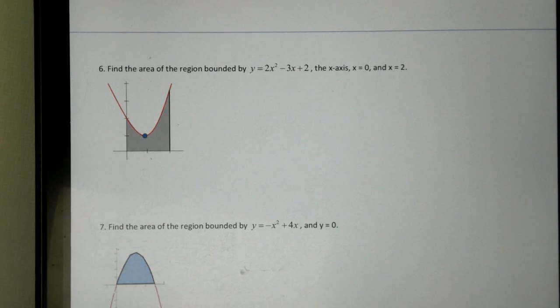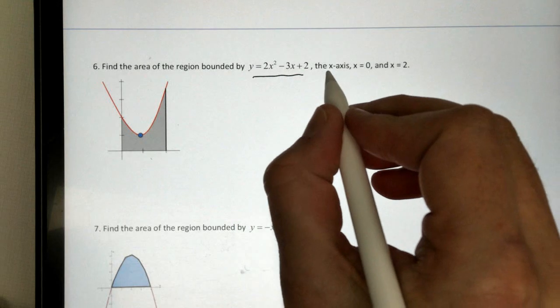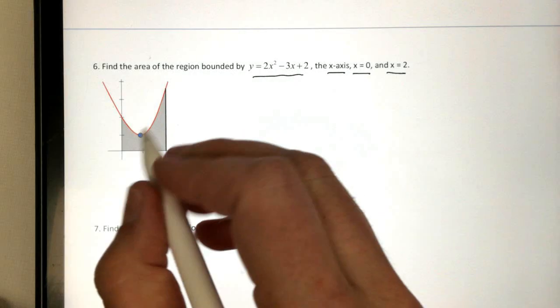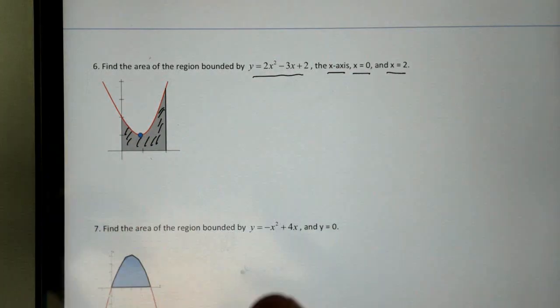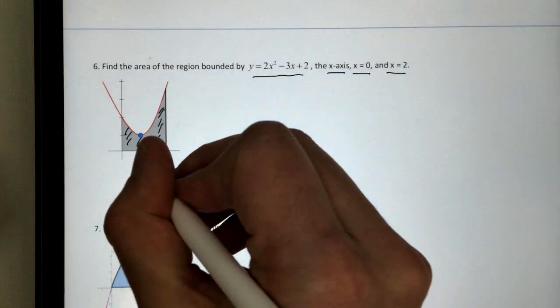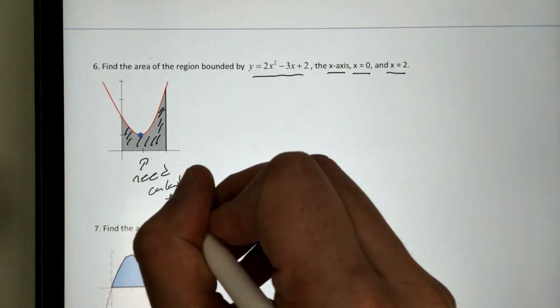So let's see how this works for us. Let's say we want to find the area bounded by this parabola, the x-axis, x equals 0 and x equals 2. So we want to find the area underneath here, this little shaded region right here. Now again, I really can't do it unless I do calculus. The only way to do this is calculus. We need calculus to get the area here.